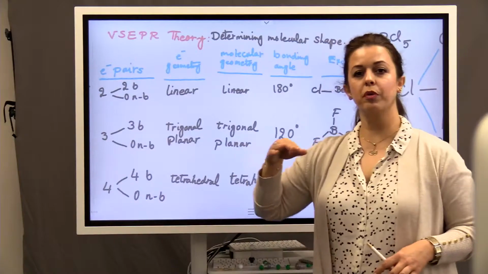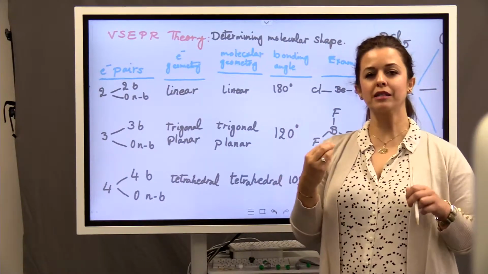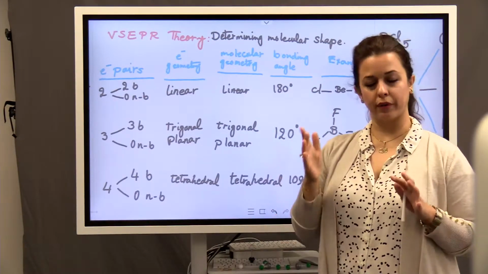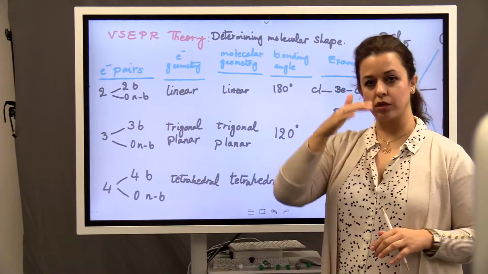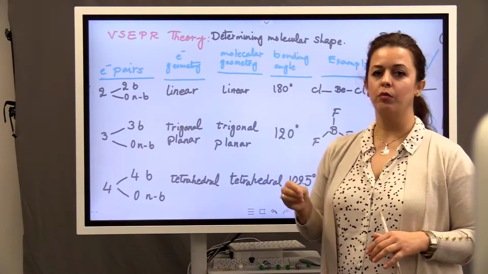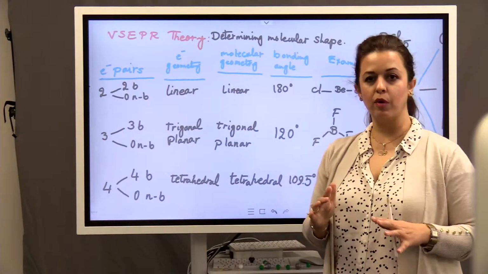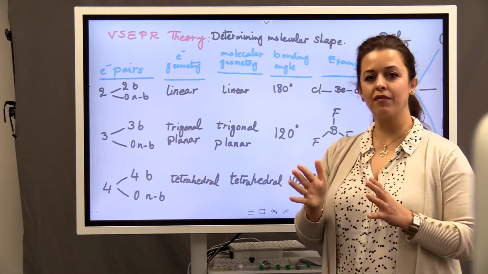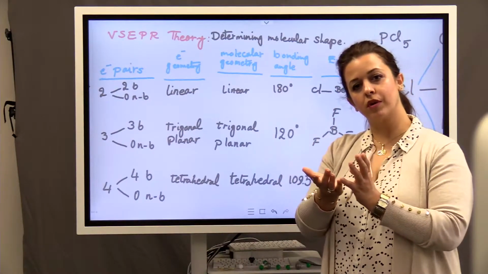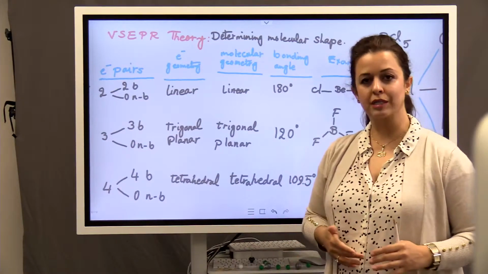Valence shell electron pair repulsion. It determines the molecular shape. It's based on the concept that the bonding pairs and non-bonding pairs, of course, of electrons around the central atom are oriented in a way to minimize the repulsion, because bonds and non-bonding electrons both are electrons, right? They have a repulsion towards each other. So the orientation around the central atom is in a way so the repulsion is minimal.